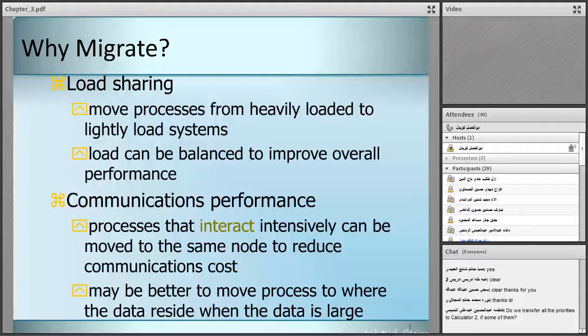We have different methods to transfer or for migration. We will talk about it later, okay? So it depends on many things.